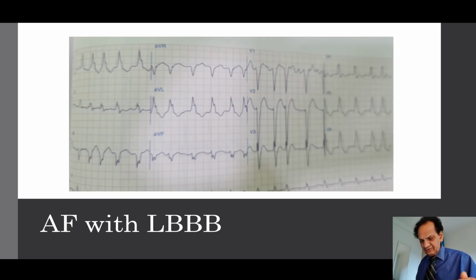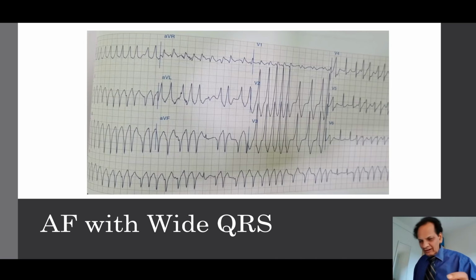So AF, atrial fibrillation with a left bundle branch block pattern, should always be kept in mind. It is not a ventricular tachycardia. Such an irregularity doesn't happen in ventricular tachycardia. So atrial fibrillation with wide QRS with such an irregularity, never give AV nodal blocking agents. Otherwise, the patient will land into what? Ventricular fibrillation. All the atrial fibrillatory waves will be transmitted to the ventricle and the patient will collapse.